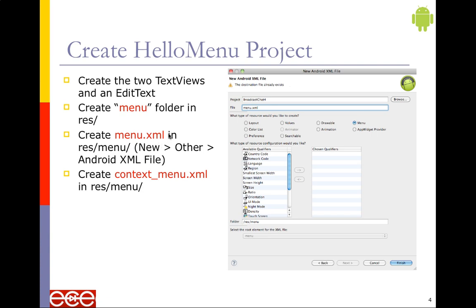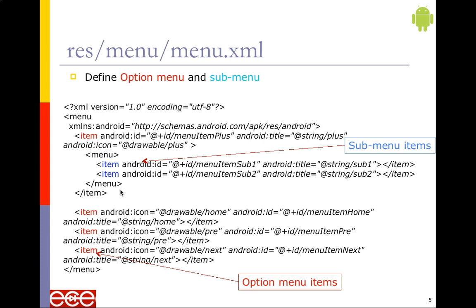So you create the menu.xml file in the res menu, new other Android XML file. So you can use the tools to automatically generate the menu. The menu will be saved in the menu subfolder. So you can create it, put it in the resource menu folder, and then you use it just as if it was the main menu, main.xml.